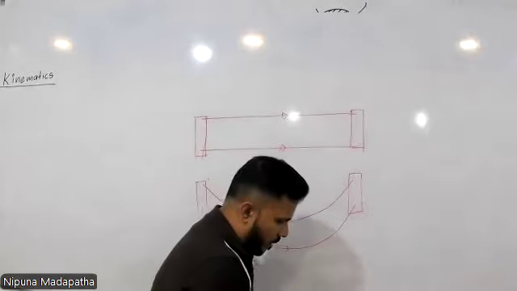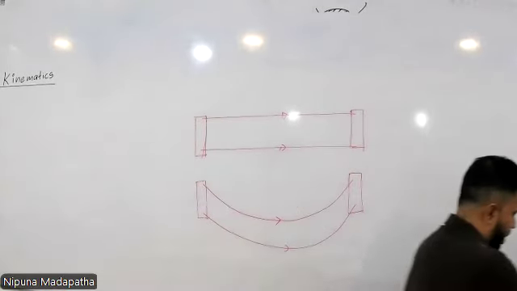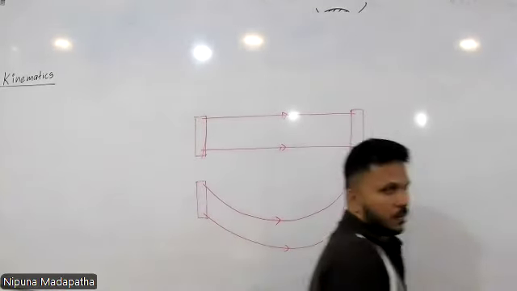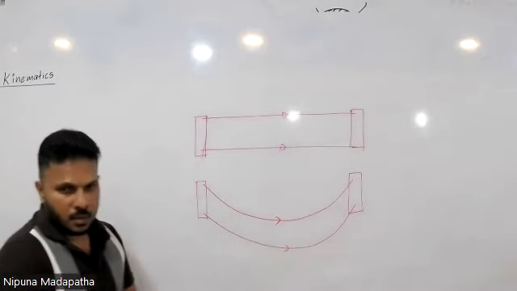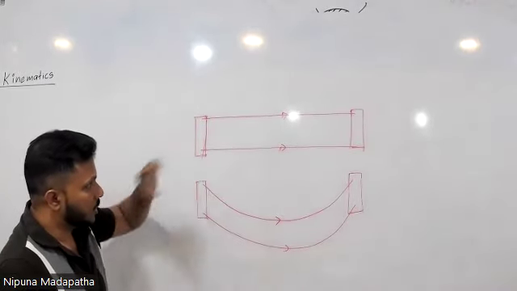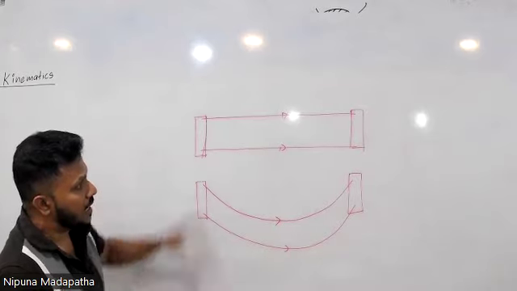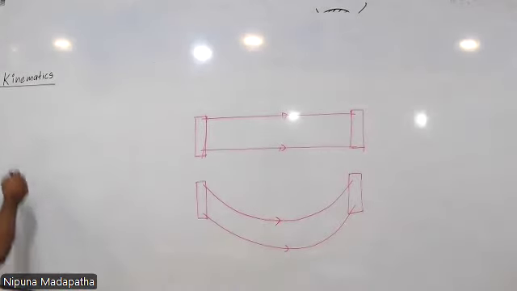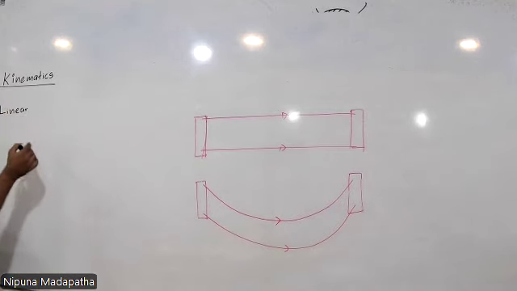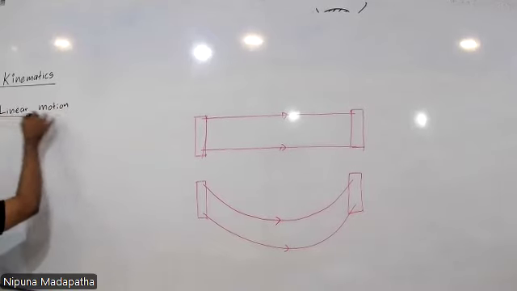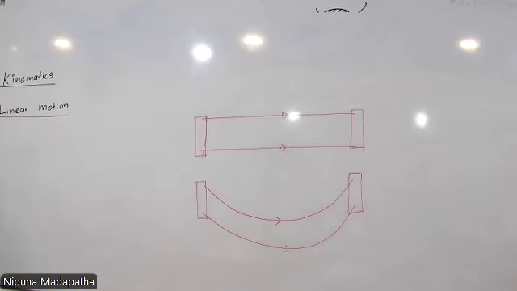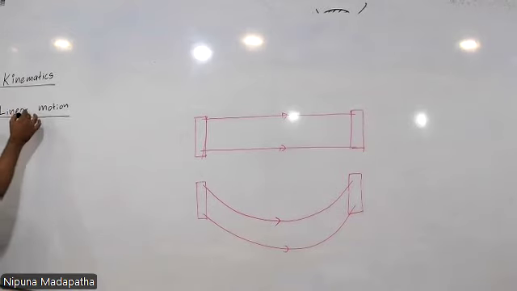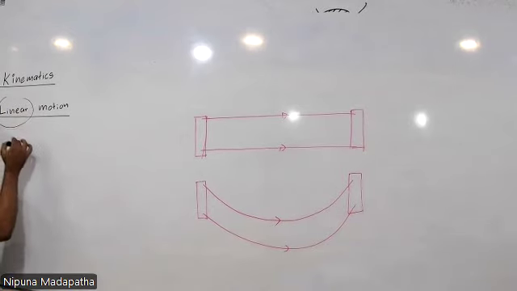Understood? So among translation motions, we are going to study linear motion, not curvilinear. Now you know what the term linear means: the body is moving on a straight line.